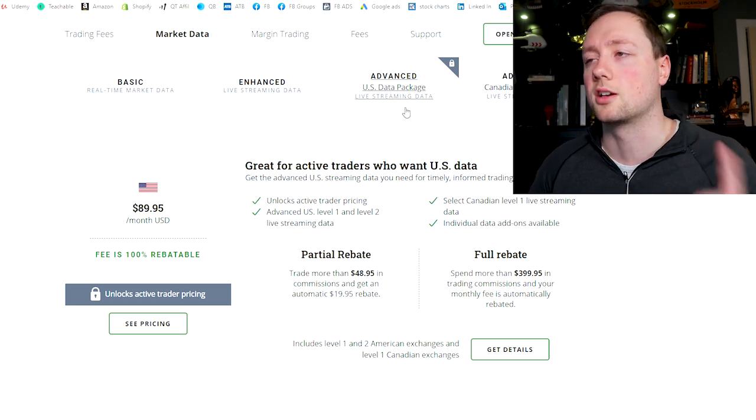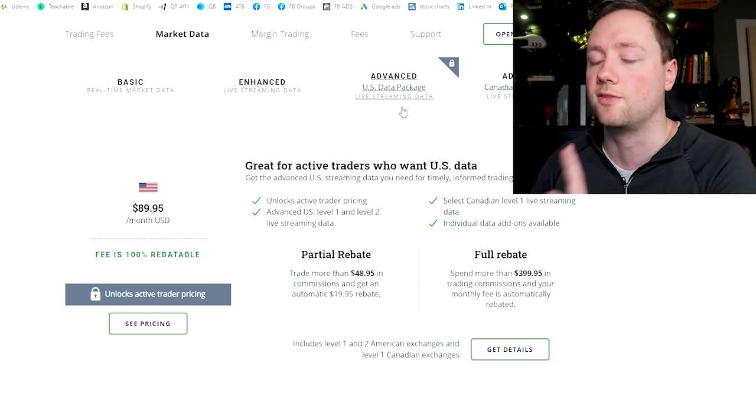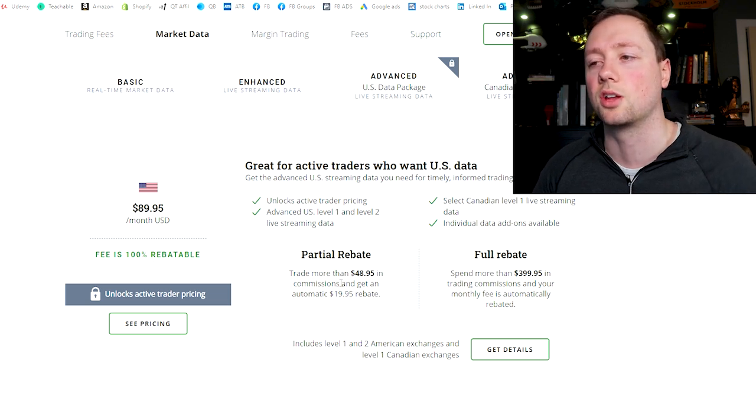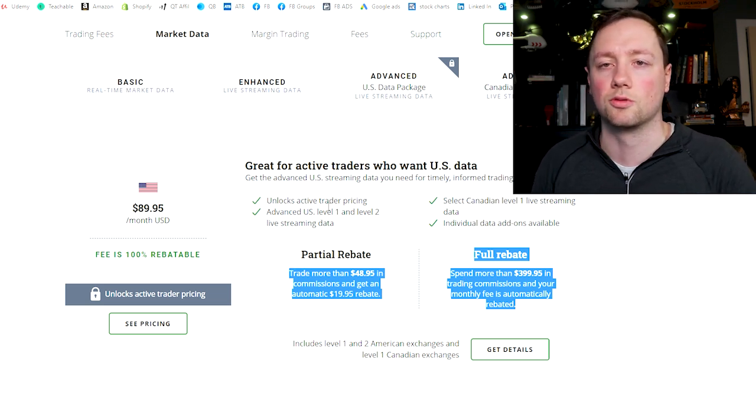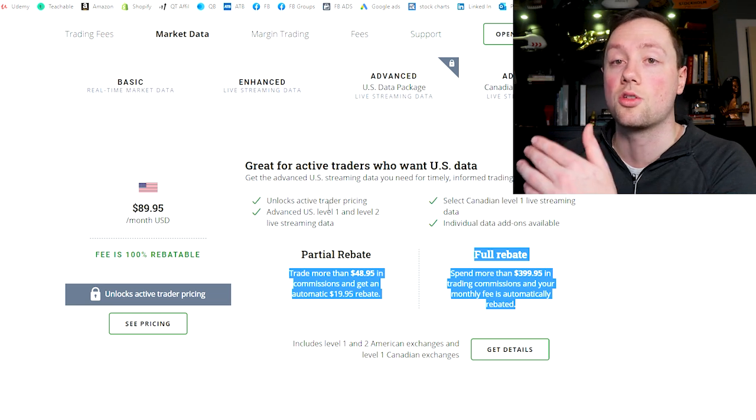But do the math on it, because a lot of the time it will be cheaper to do the advanced package, pay $90 per month, but you'll get the money back in the rebate here, depending on how many commissions you pay and whether or not you need level 2. Remember, level 2 is the ability to see what other orders are out there.